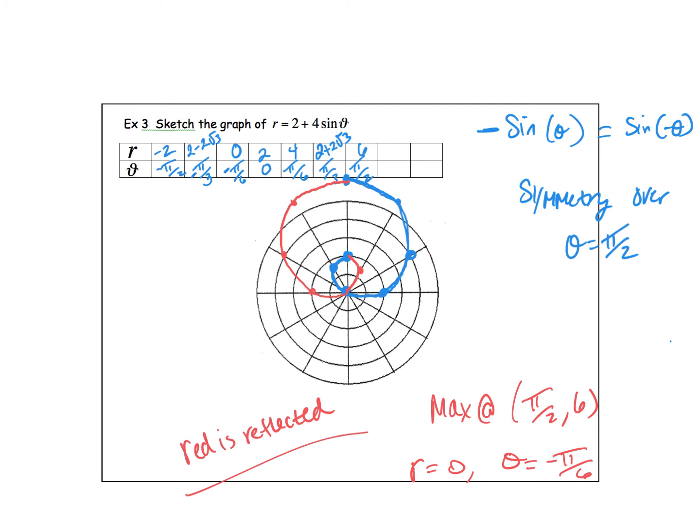And when we talk about the max r, it's going to be absolute value. So even if it came out as a -6, it would still be a maximum of 6.